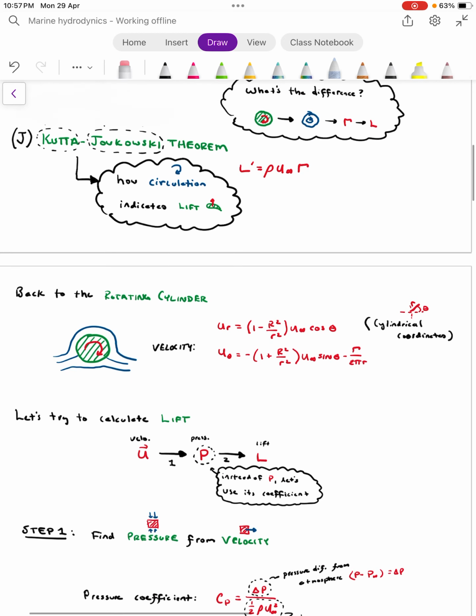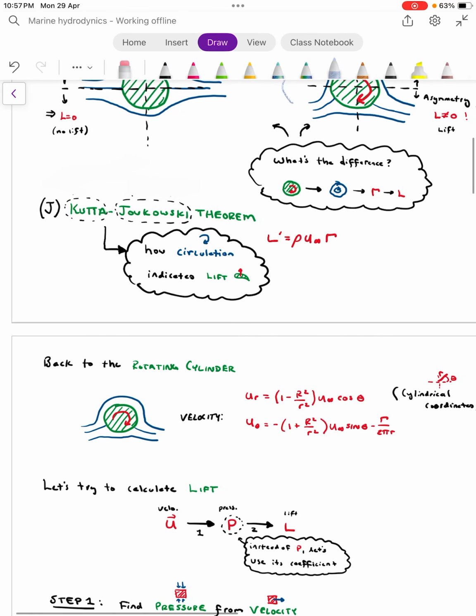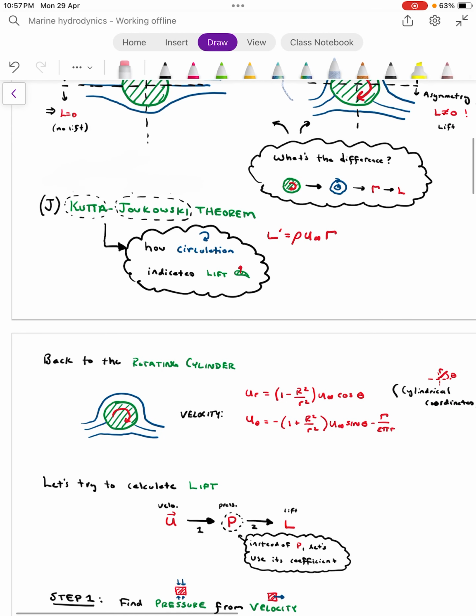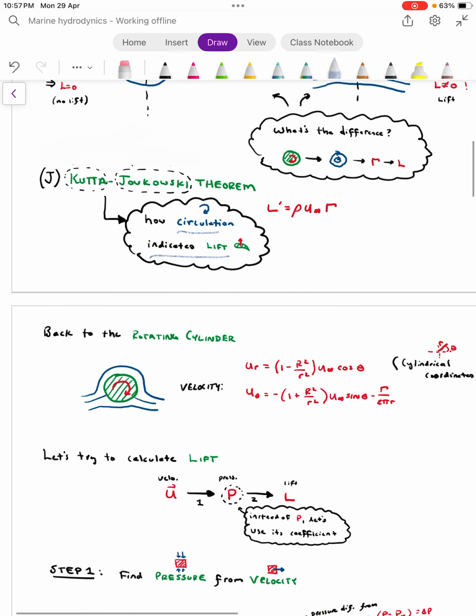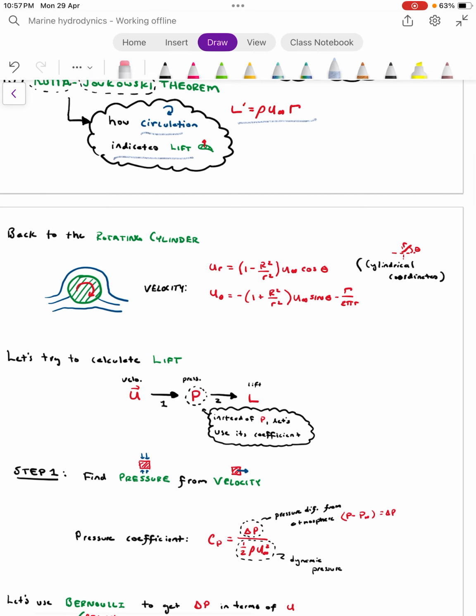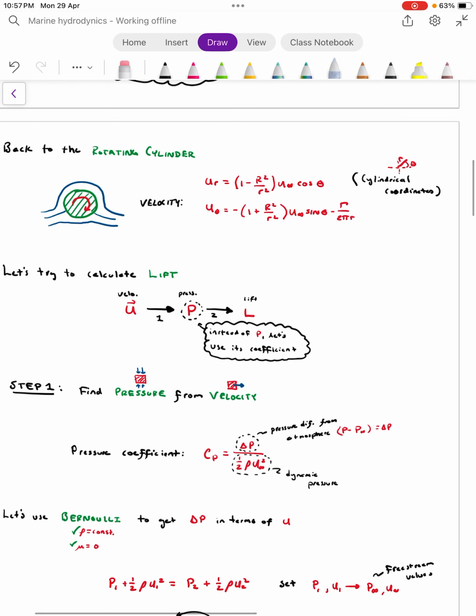The main purpose of this theorem is to show how circulation indicates lift. In the end we will get the expression L is equal to rho U infinity multiplied by the circulation, which is constant. So let's continue, back to the rotating cylinder.